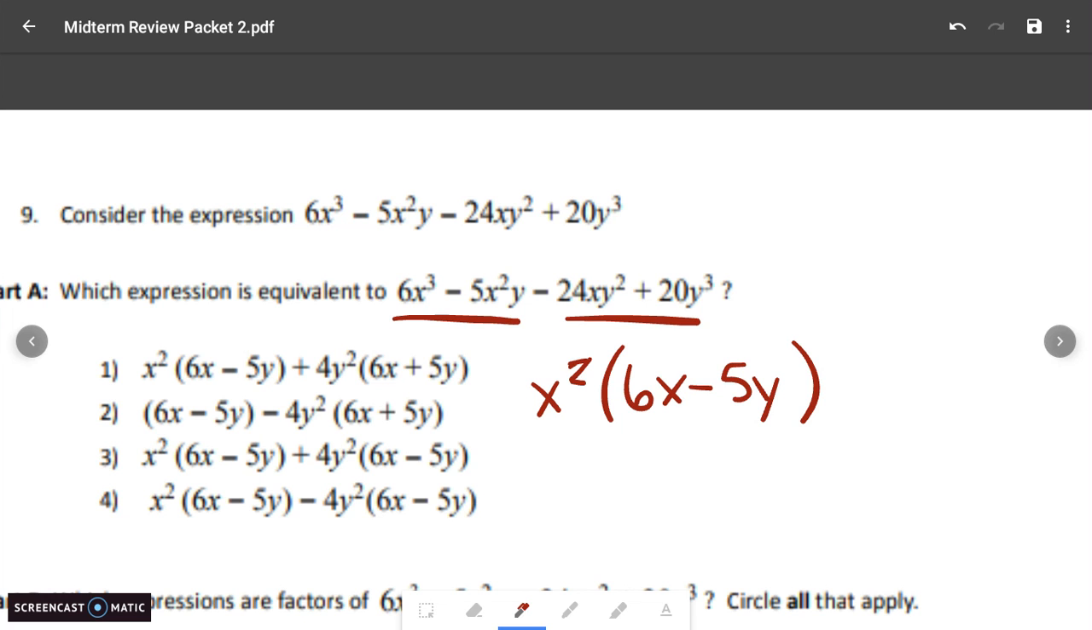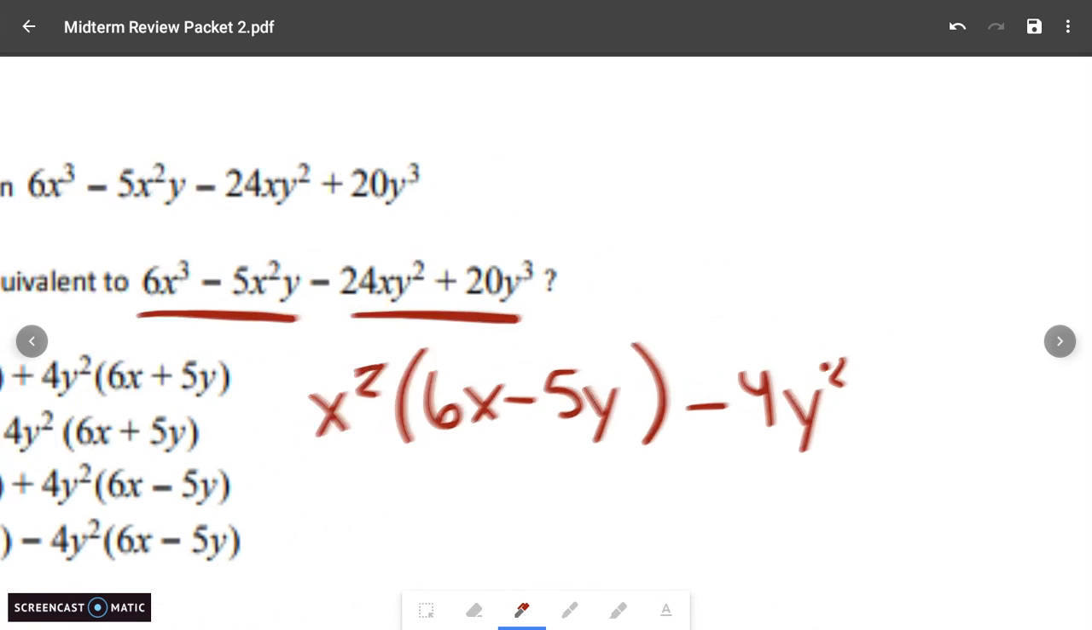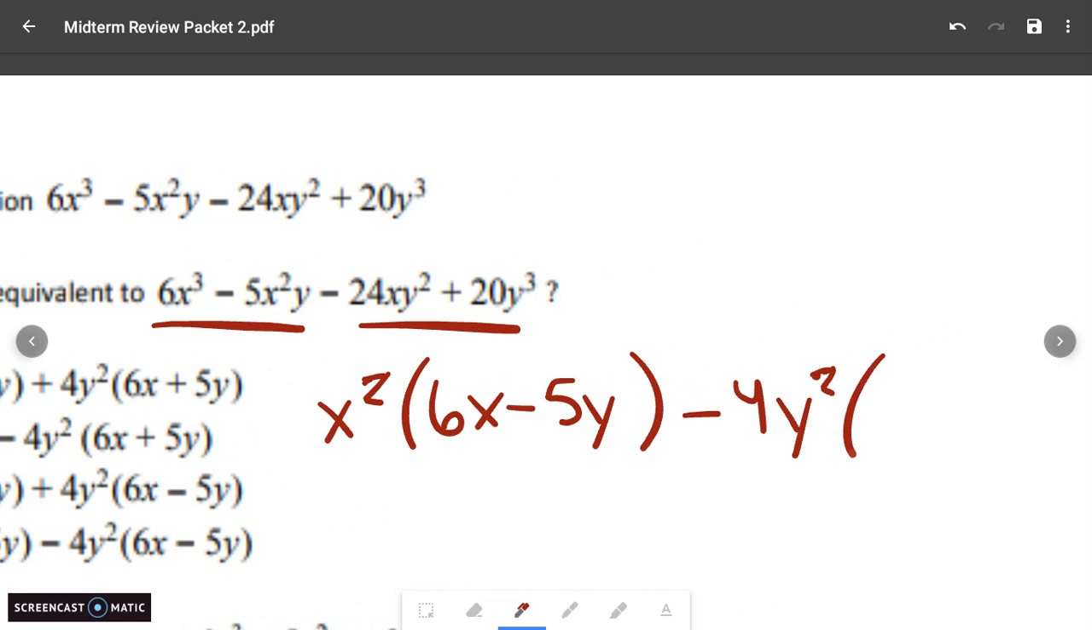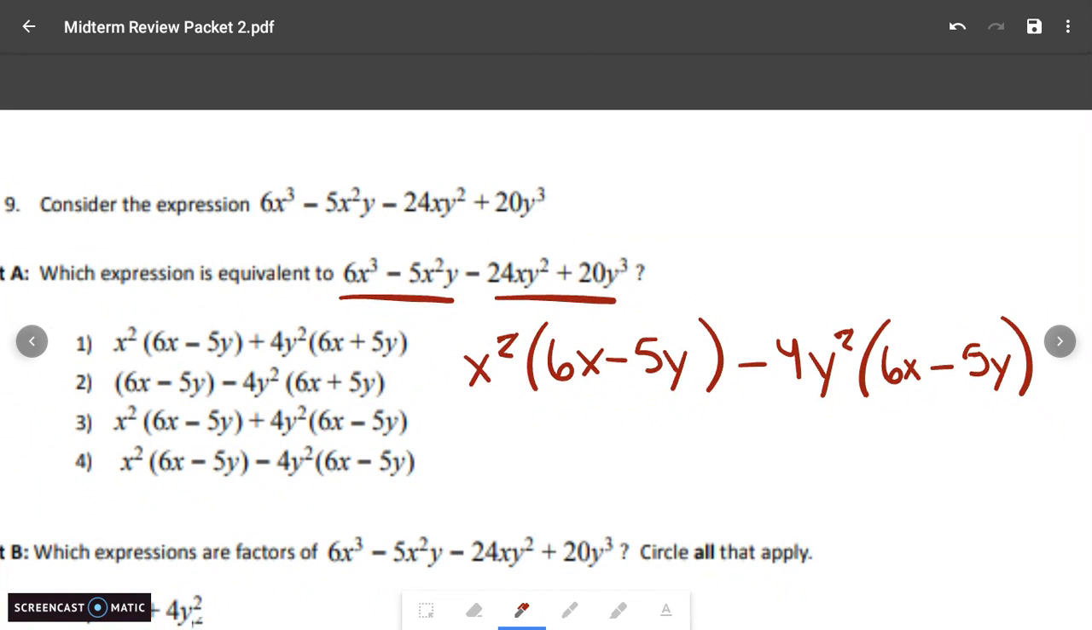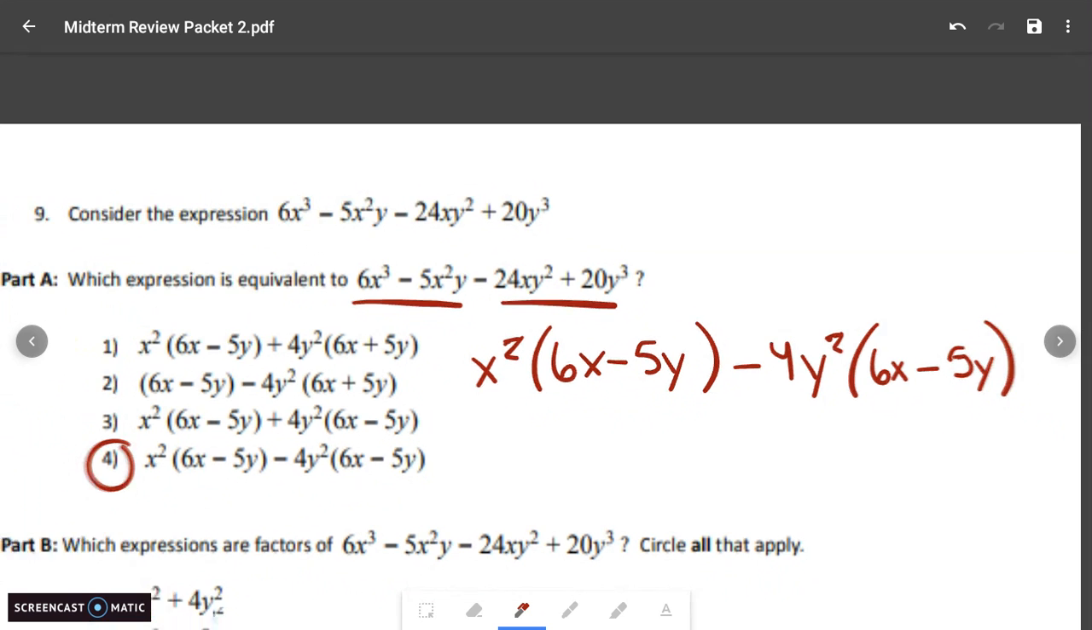And here we can pull out a -4y squared. And we'll get 6x minus 5y. Things are good because our parentheses match, so I'll check if that is our equivalent one just yet. And it is. So which expression is equivalent? It's really going to be choice 4.